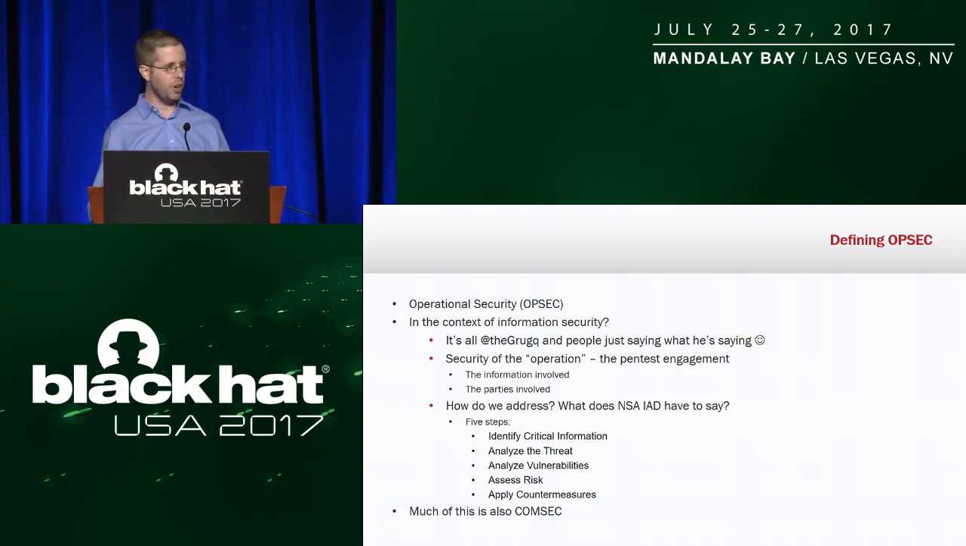And so if we're going to address this, we look at how do you address operational security. If you look at NSA guidelines, IOSS guidelines for operational security, there's 5 steps to it, and they're surprisingly relevant to this. It's to identify the critical information, analyze the threat, analyze the vulnerabilities, assess the risk, so is this something to be concerned about, and apply the appropriate countermeasures. Much of this is also communication security, just simply getting a secure channel put in place such that you can run all your crazy tools over it.